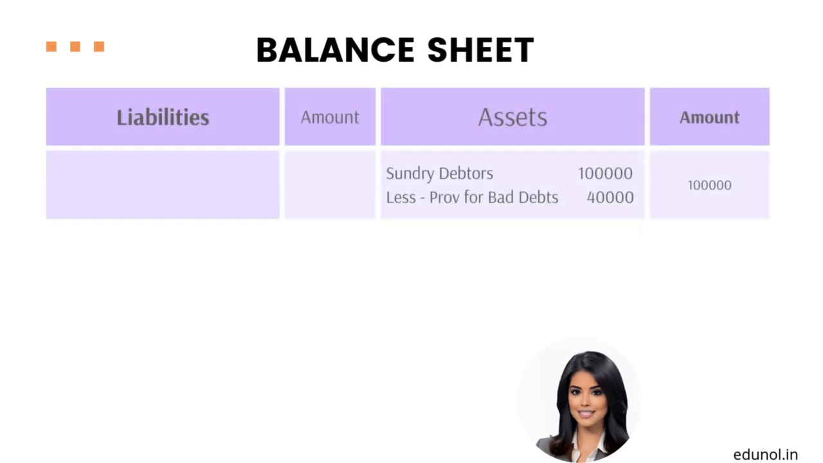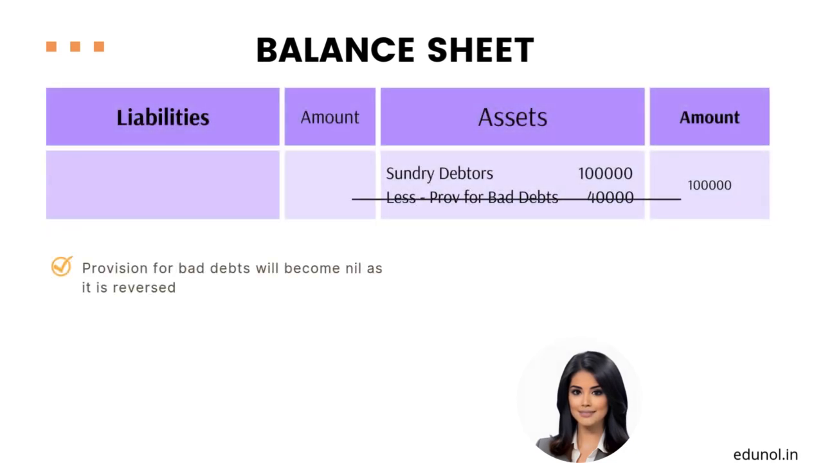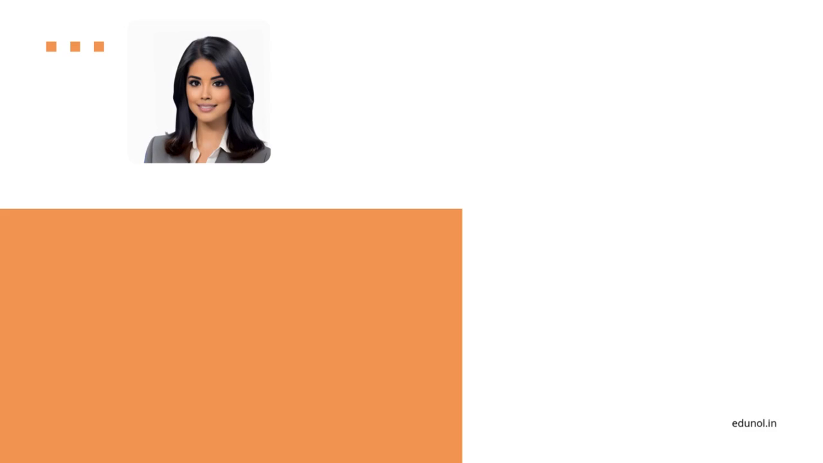Next we will discuss how this adjustment will be shown in the balance sheet. In the balance sheet the value of provision for bad debts will become nil as it is reversed. The sundry debtors will appear in the balance sheet at its full value of 100,000 rupees. There will be no impact on the liabilities side of the balance sheet. That's all for this adjustment.